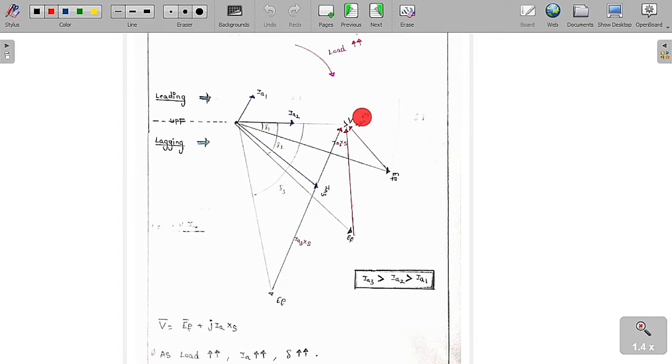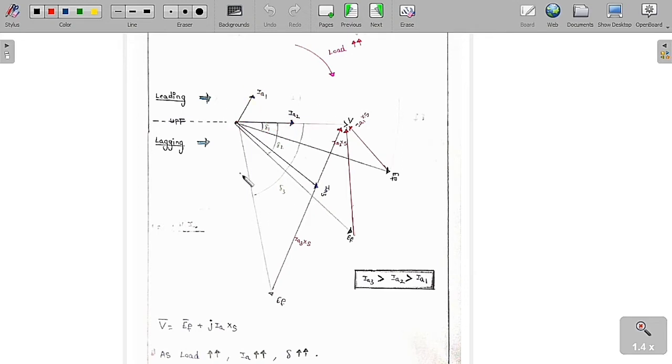Let me take this as the voltage V and this as Ef. In the first case, let me assume the current is in this direction, leading with respect to V. So we can say it is a leading power factor, because the current is leading. We always define the power factor of the synchronous motor or generator with respect to theta, the angle between V and Ia. If Ia is leading V, it is called a leading power factor.